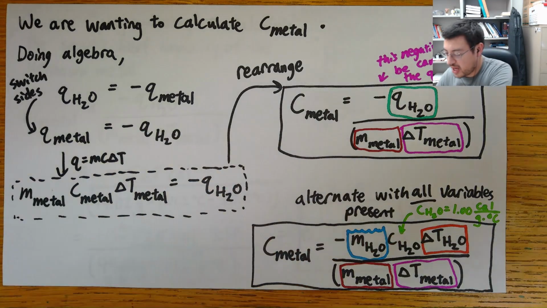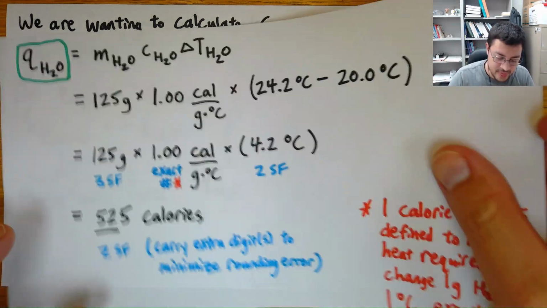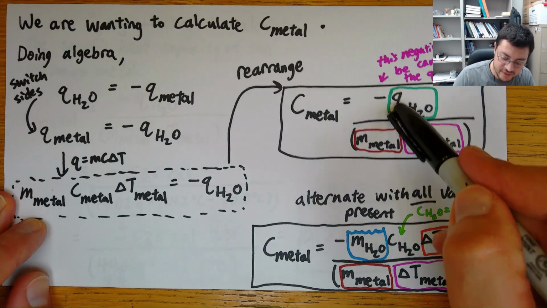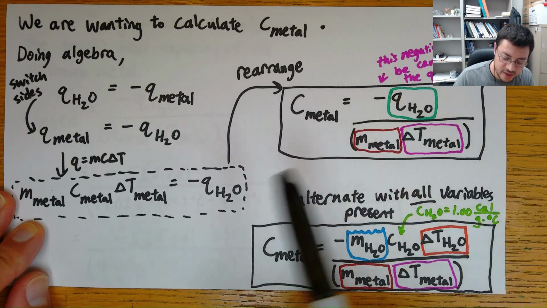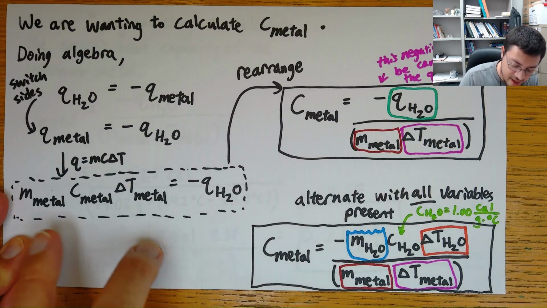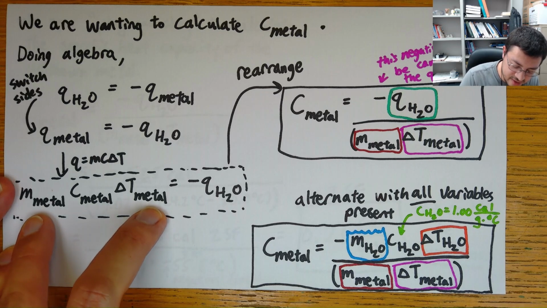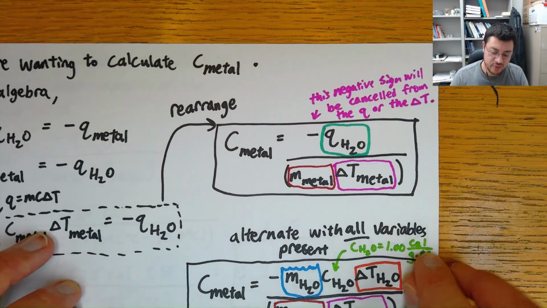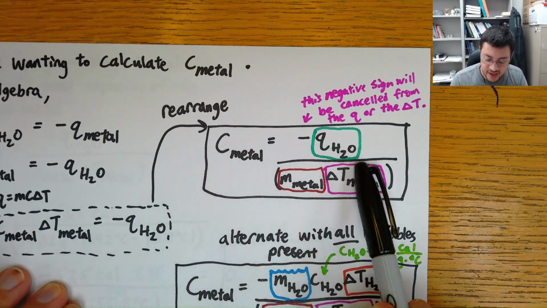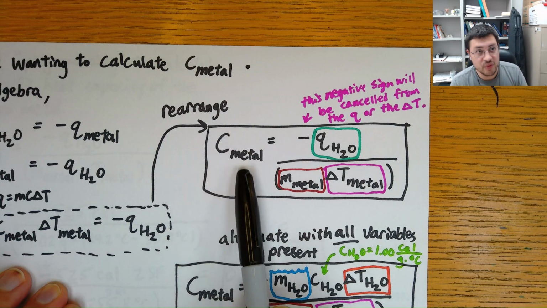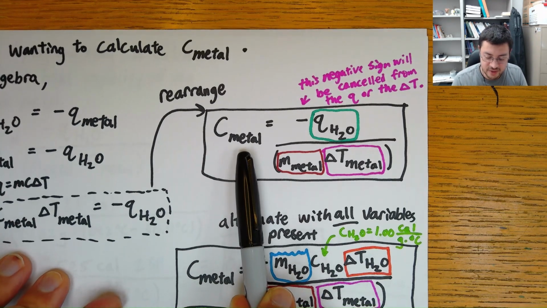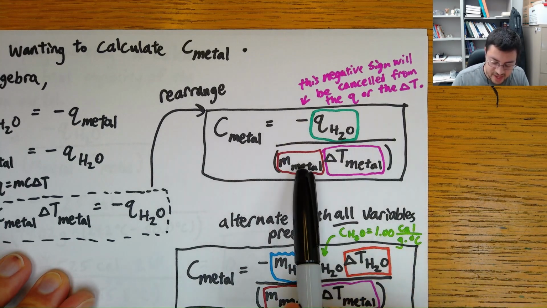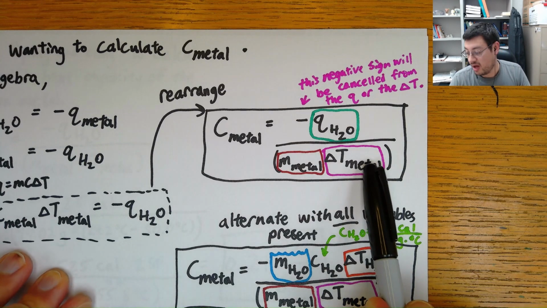We solved for that Q H2O earlier, 525 calories, and we're going to have the negative version of that in the calculation. So I'm just going to move M metal and delta T metal to the denominator of the other side, and this is what we get. We do our rearrangement, and then we get the C of the metal. This is what we're after. The specific heat of the unknown metal is equal to negative Q H2O divided by the mass of the metal and the delta T of the metal.